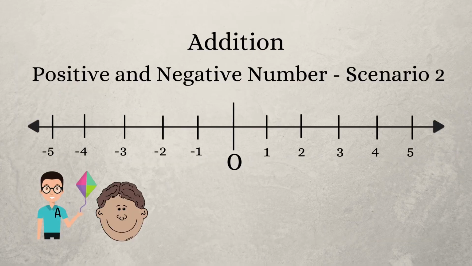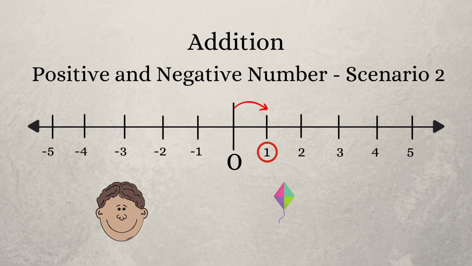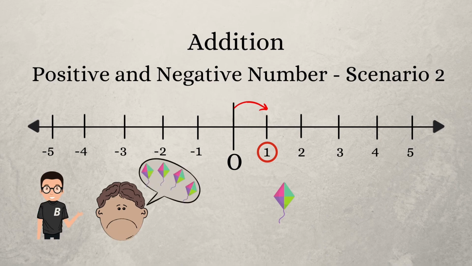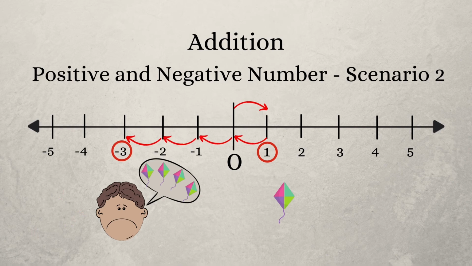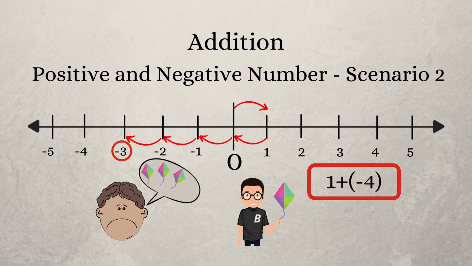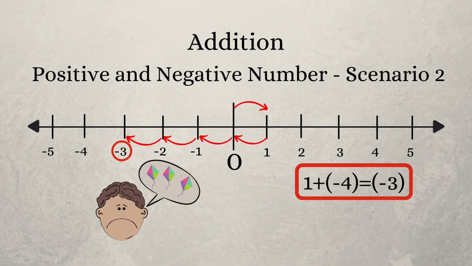Let us consider another scenario. Imagine your friend A gives you a kite to play. You now have 1 kite. In a few minutes, your friend B comes to you asking for 4 kites for his cousins. You are ready to give him, but you have only 1 kite. So you ask your friend B to take the kite and that you would give him 3 more later. Now we can say you have -3 kites.